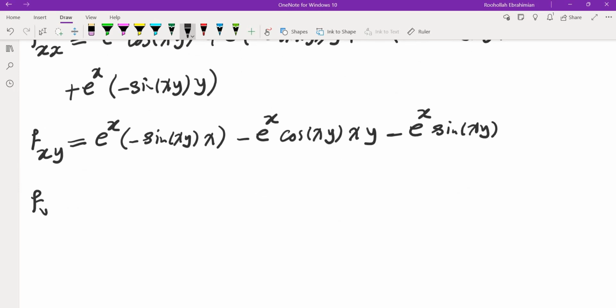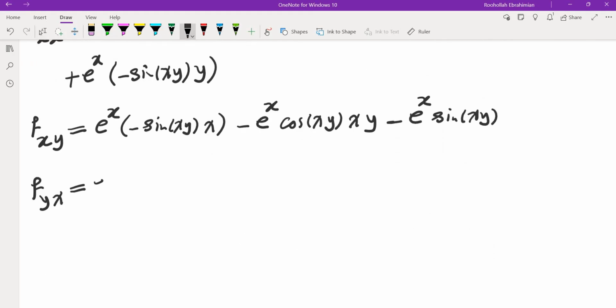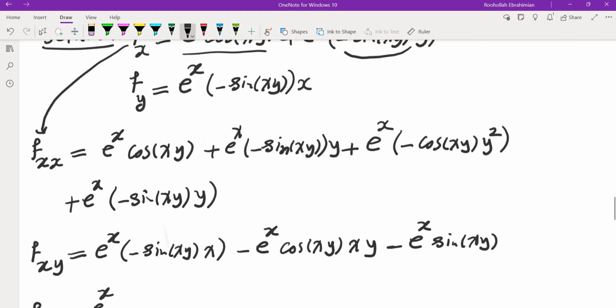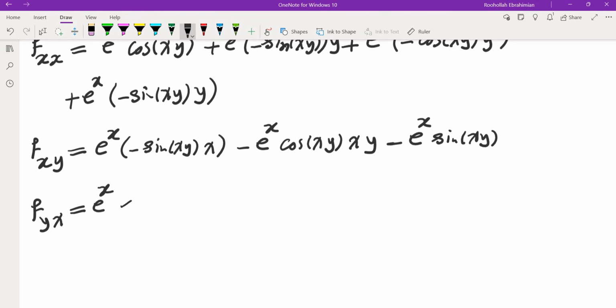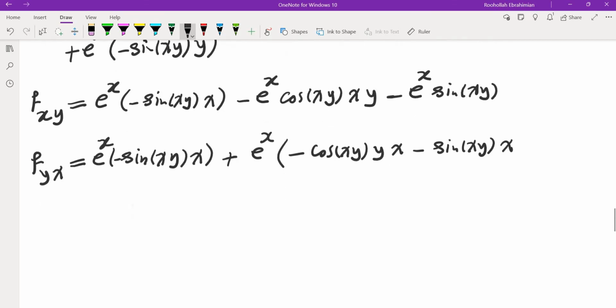Next, we're going to find the derivatives of the second one. So f sub yx would be the second partial of f sub y with respect to x. That would be the product rule again, e to the power of x times negative sine of xy times x, plus the derivative of the second one, which would be minus cosine of xy times y times x. I'm using the product rule again, minus sine of xy times x.